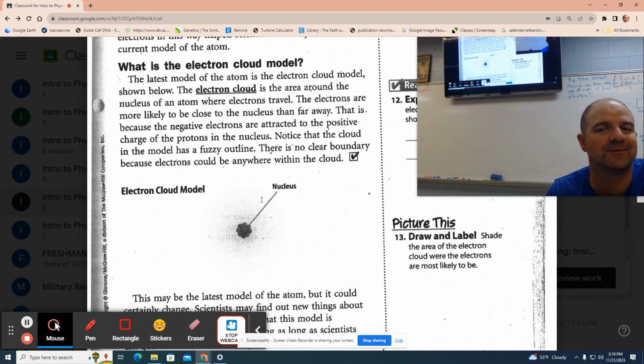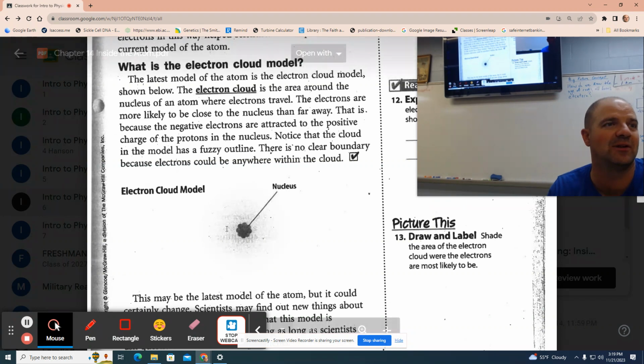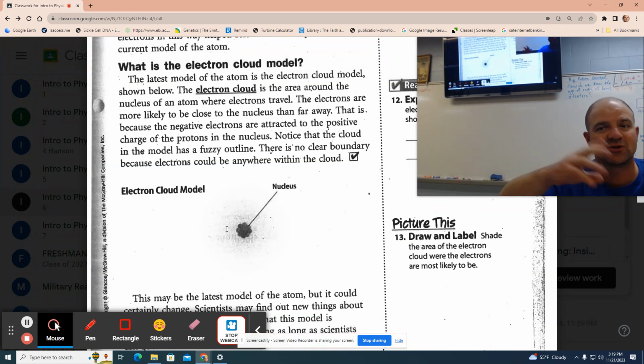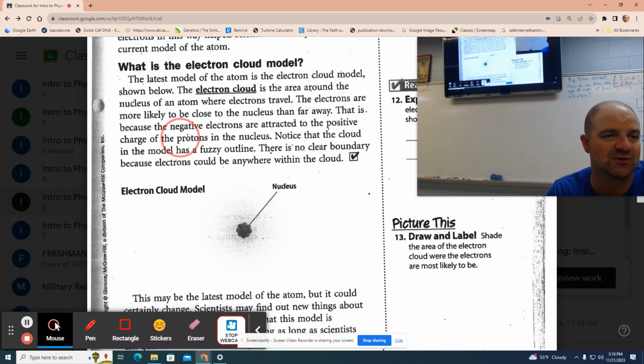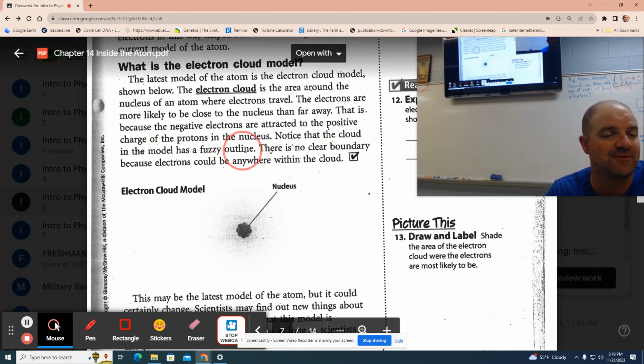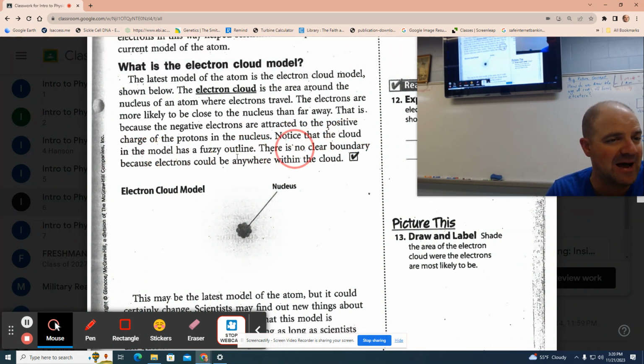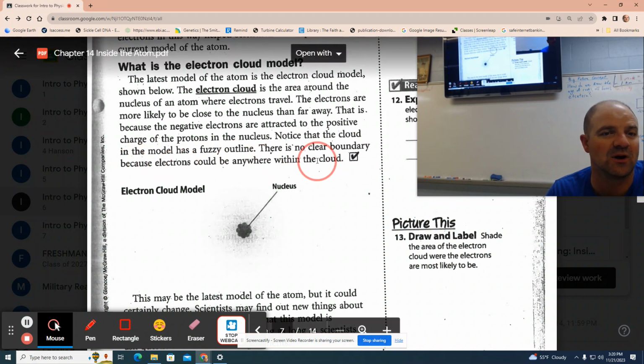I call them electron shells. Well, when you're doing a Bohr model, you'd have energy levels or shells, but in reality, it's just a cloud, like a haze around the nucleus where the electrons are buzzing around. The electrons are more likely to be close to the nucleus than far away. That is because the negative electrons are attracted to the positive charge of protons in the nucleus. Notice that the cloud in the model has a fuzzy outline. There is no clear boundary because electrons could be anywhere within the cloud.